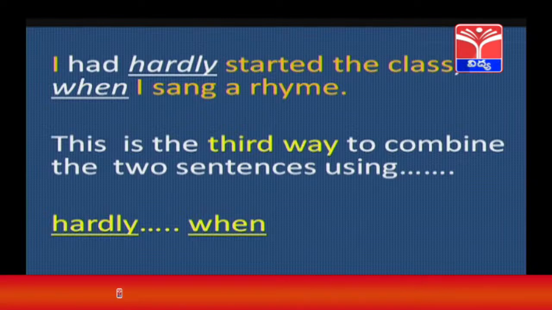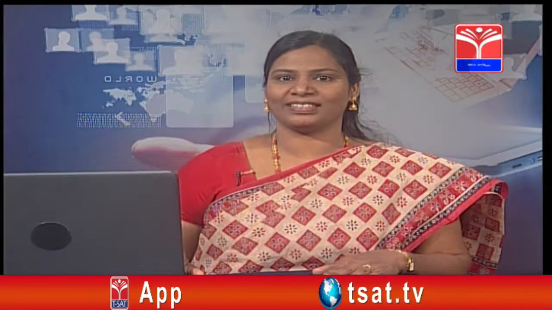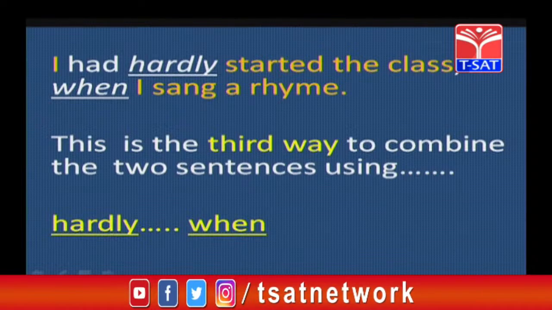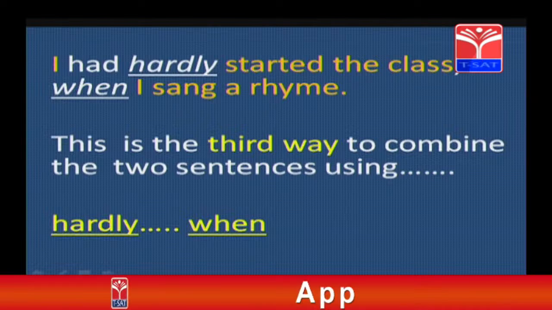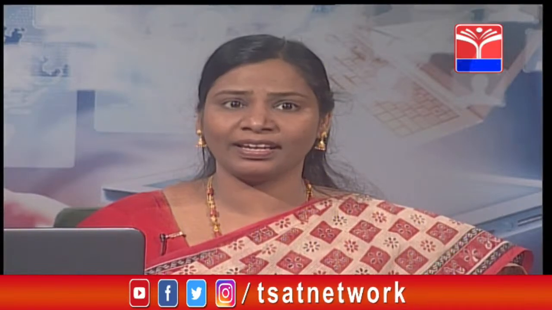Shall we put a comma after the end of the first sentence? Yes, children, you're following it. I had hardly started the class when I sang a rhyme. This is the third way to combine the two sentences using hardly when. I used the paired linkers in all the above sentences. Can you name the paired linkers, children?